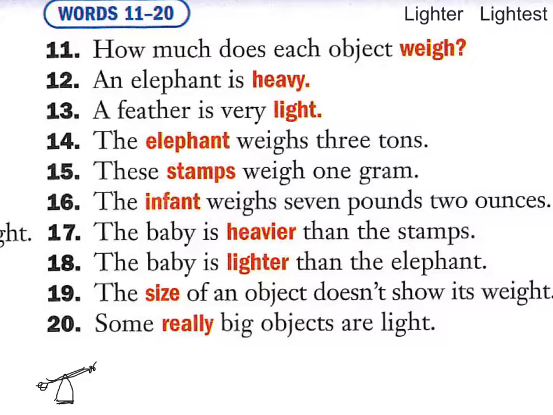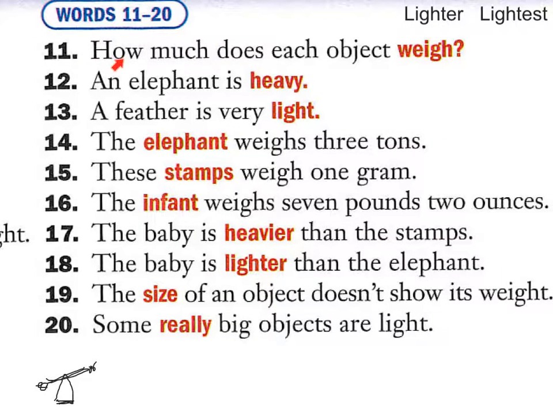Okay, let's read. First listen, then say it with me. How much does each object weigh? An elephant is heavy. A feather is very light. The elephant weighs 3 tons.